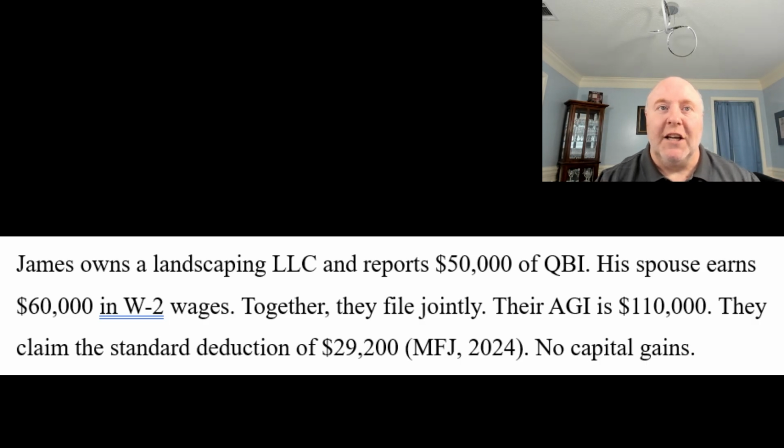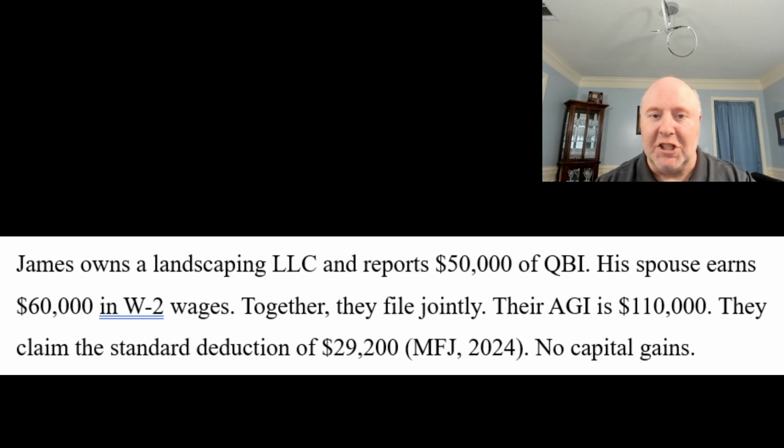First one's going to be, James owns a landscaping LLC, earns $50,000 of qualified business income. James's spouse is also going to be working, and she's going to be earning $60,000 in W-2 wages. Okay, so when we add those together, we now know our adjusted gross income, our AGI, is going to be $110,000. They're going to file a joint return, so their standard deduction is going to be $29,200.